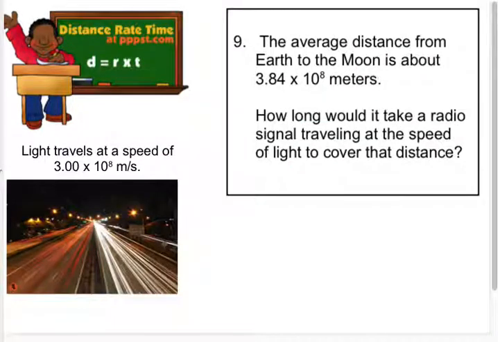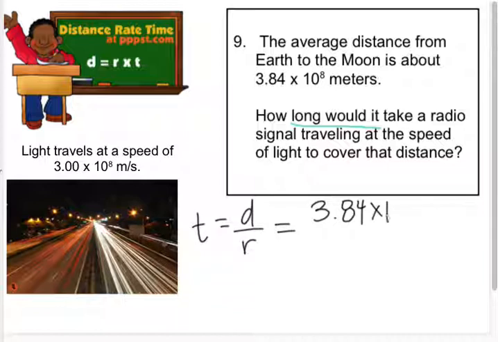And one last problem, very similar. The average distance from Earth to Moon is about 3.84 times 10 to the 8th meters. How long would it take a radio signal traveling at the speed of light to cover that distance? Well, once again, it wants to know how long. So if you remember from the problem before, we had that time is equal to the distance divided by the rate. Well, our distance in this case is 3.84 times 10 to the 8th over our speed of light, that's our rate, 3 times 10 to the 8th.